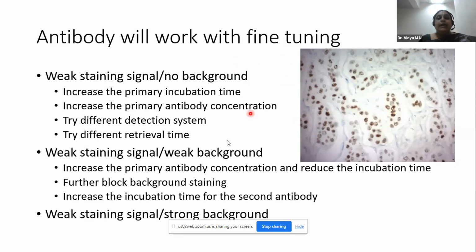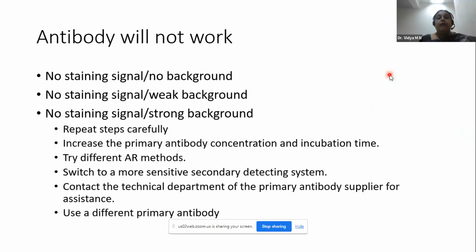Same thing for your weak signal staining and weak background. Again, you have a background, that means even your blocking agent is not effective, and then you need to continue your assay optimization. When do you know that the antibody will not work at all?